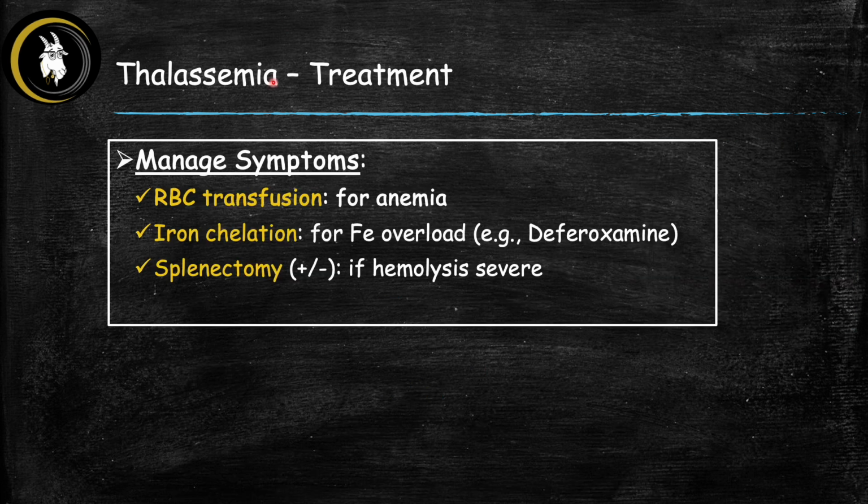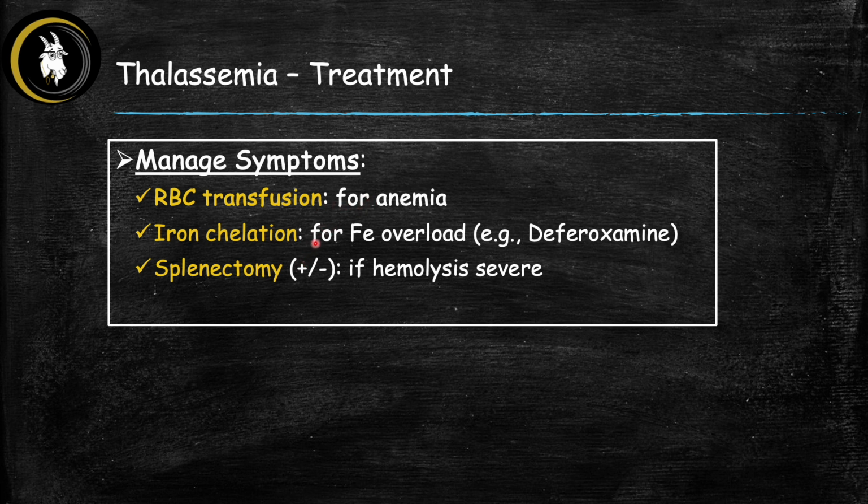So let's wrap up by learning about the treatment of thalassemia. There's no cure for thalassemia yet, so treatment is focused on managing the symptoms. The main treatment for these patients is red blood cell transfusions to treat the anemia, and of course, the more severe the disease, the more frequent these transfusions are going to be needed.